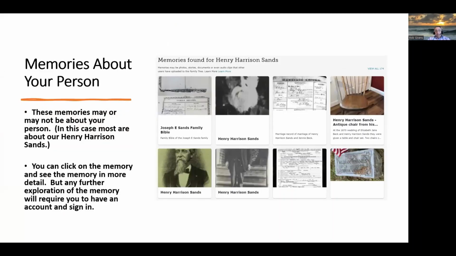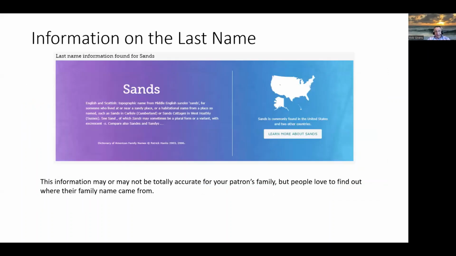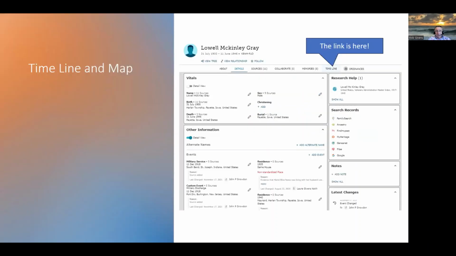When it goes over to memories, like I said before, some of the memories will be of that person, really. Others might be for somebody else with a similar name. So you got to be a little bit careful on those. Again, if you click on it, it will expand the memory, but to go any further, you have to sign in. And then the last name, the same thing, to give you a little information. May be accurate, may not be. In the case of Sands, it's pretty accurate, even from where they came from. Okay.